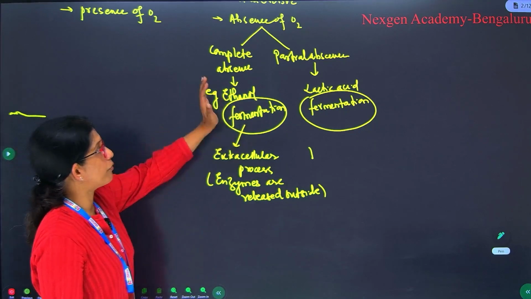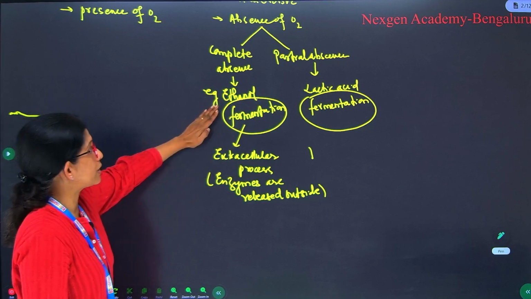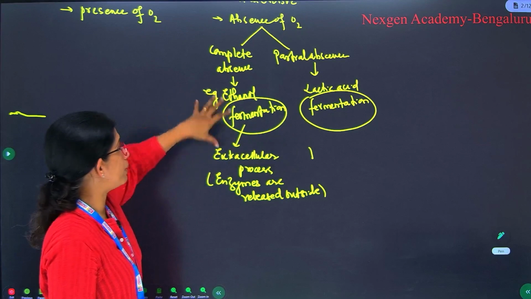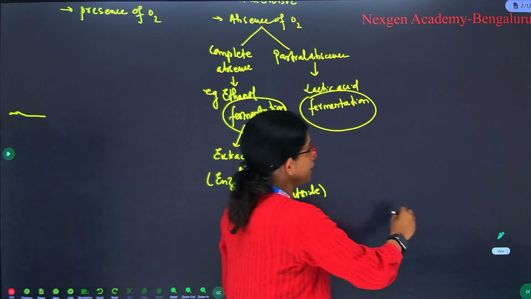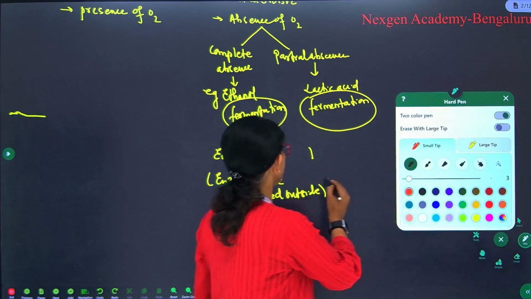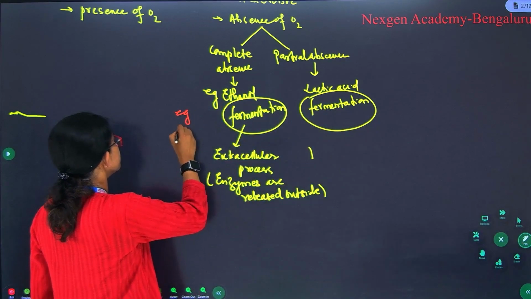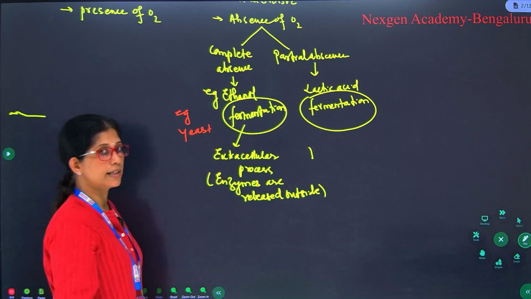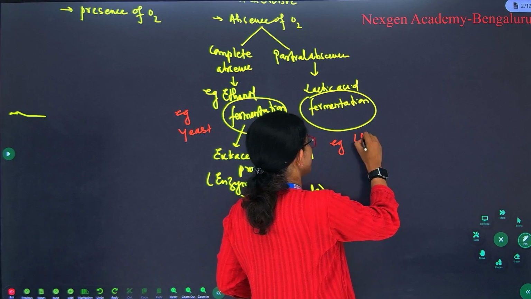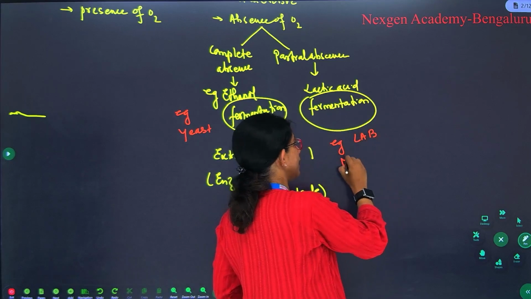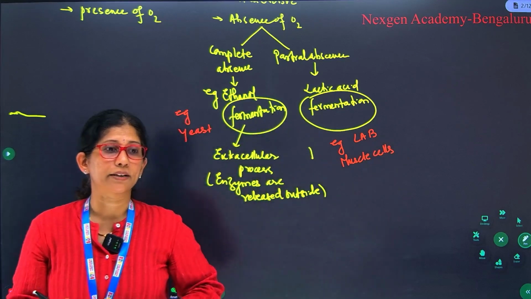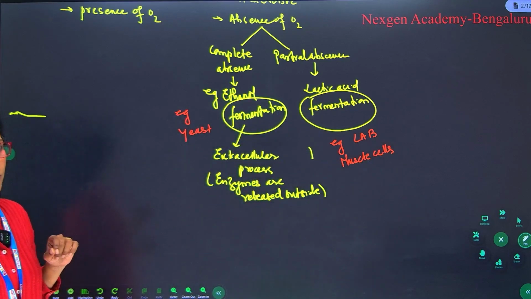So in the textbook, we have two types of fermentation: ethanol fermentation and lactic acid fermentation. When we say ethanol fermentation, what example can we give? We can give the example of yeast. So ethanol fermentation occurs in yeast, whereas for lactic acid fermentation, you can give the example of lactic acid bacteria and muscle cells.